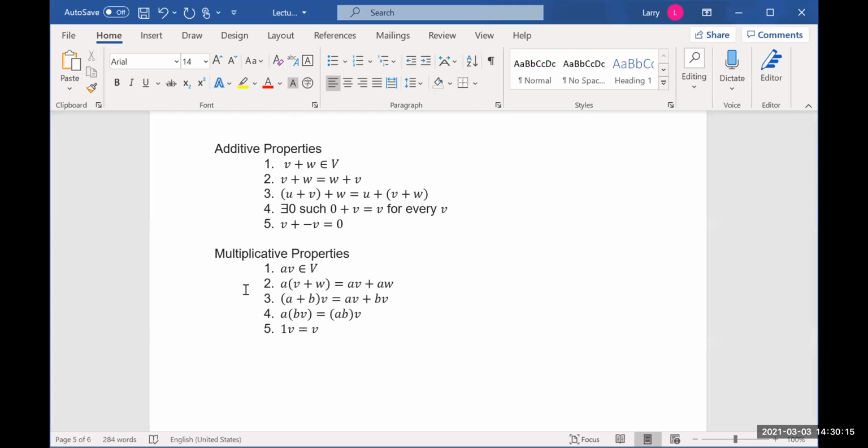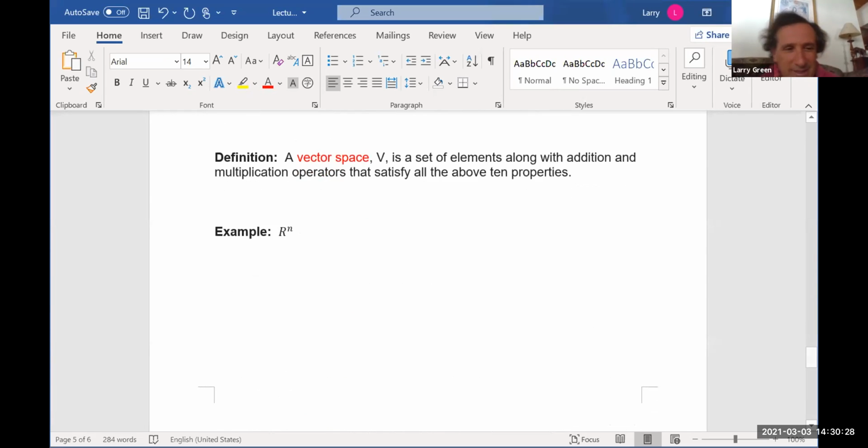5 on multiplicative properties. Okay, so that's 10, by the way. We're going to call that 10. So that means there exists a 1, such that 1 times v equals v. So let's prove that. I'm going to prove one of them. If I had to prove all 10, there isn't even enough time to do all 10 in the next 15 minutes.